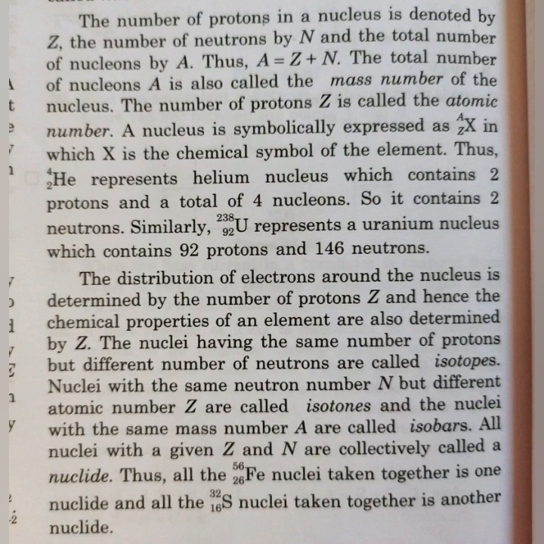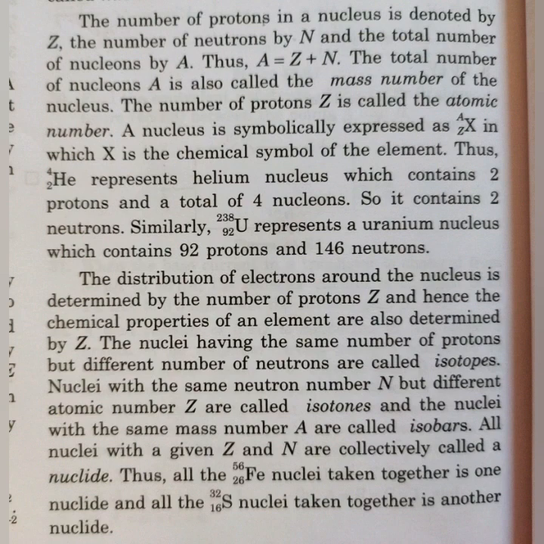Now we can symbolize an element when the proton number and mass number are known. We write X with superscript A and subscript Z on the left hand side of X, where X is the chemical symbol of the element, A is the mass number, and Z is the number of protons. Thus, we can represent helium as He with 4 and 2, where 4 is the mass number and 2 is the number of protons.